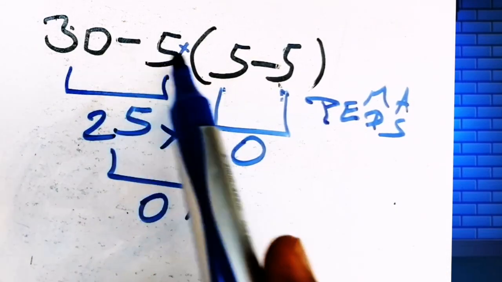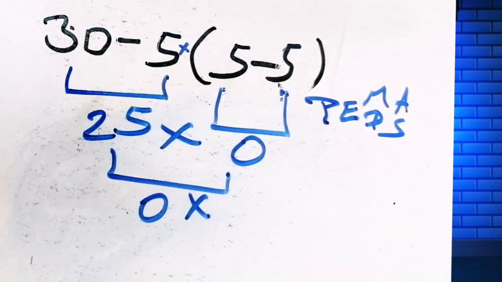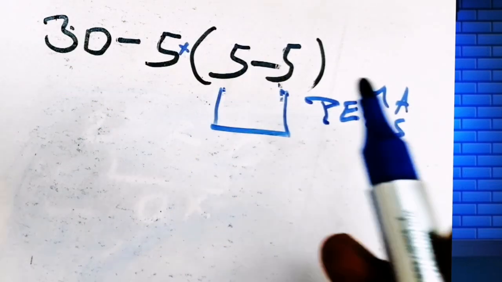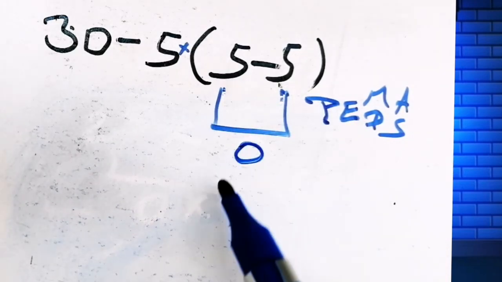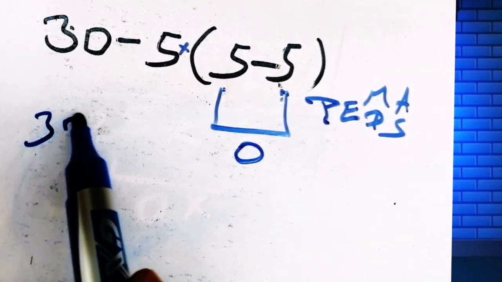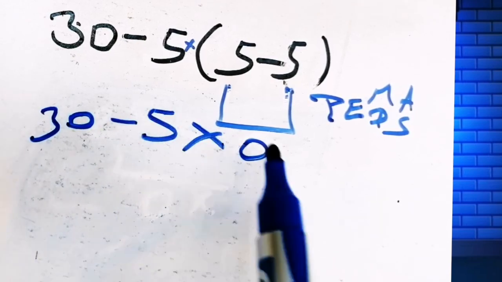If we do this subtraction before this parenthesis or this multiplication, it is wrong. Therefore, according to PEMDAS, first we have to do this parenthesis, 5 minus 5, which equals 0. Then 13 minus 5 times 0, okay?